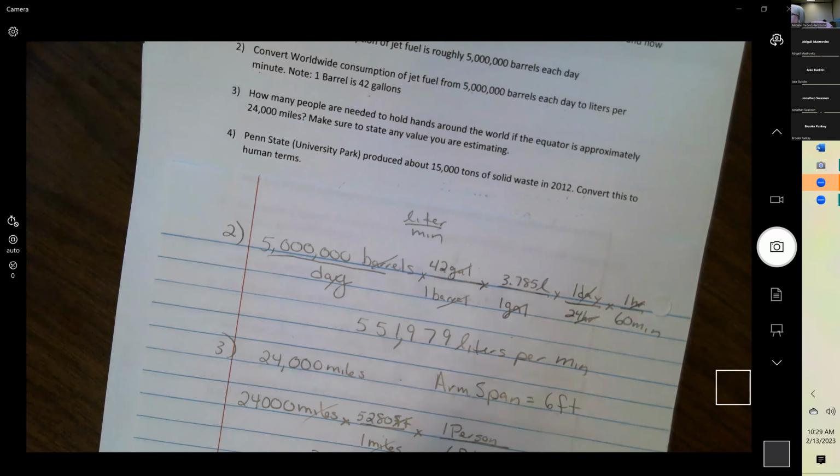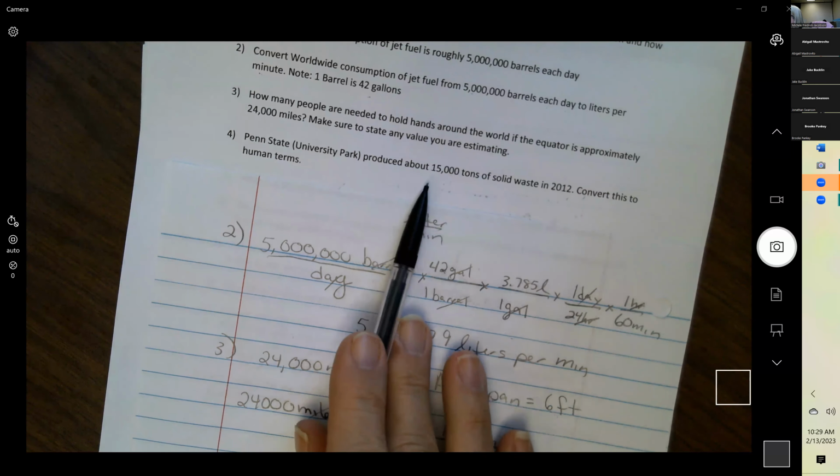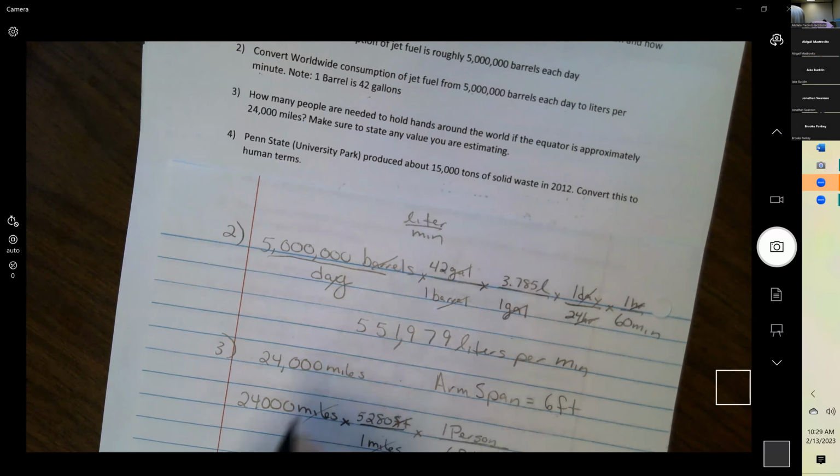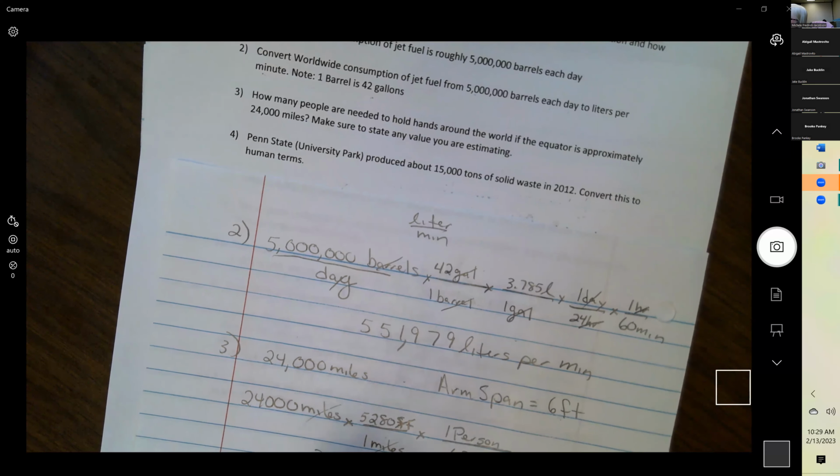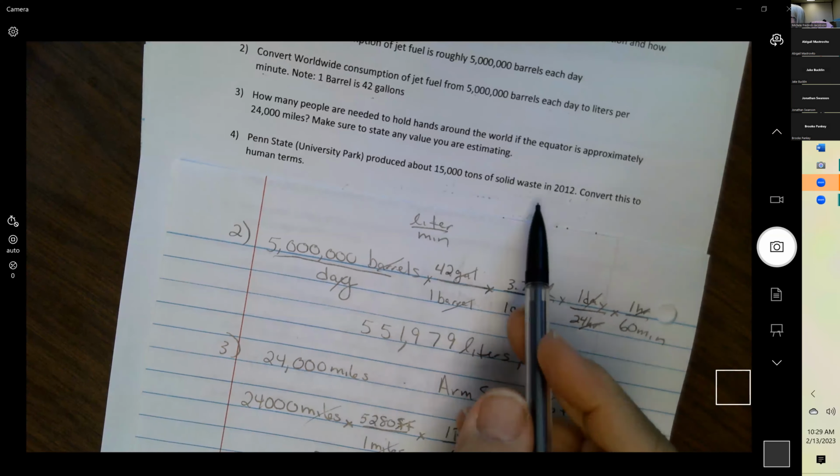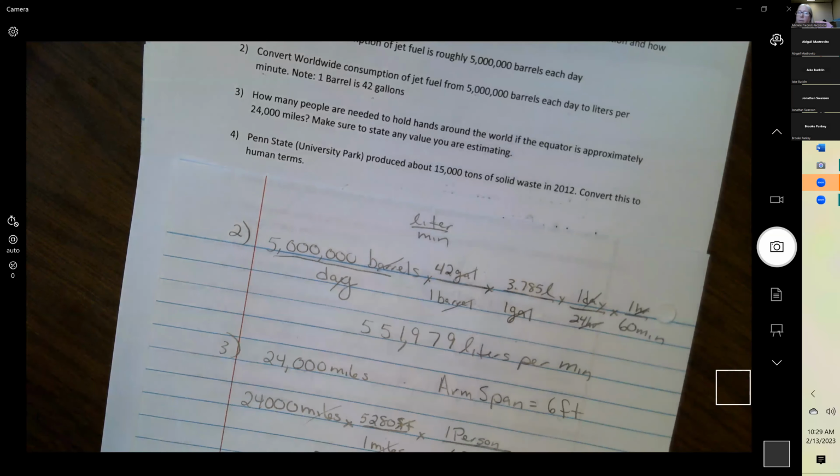Okay, so Penn State University Park produced about 15,000 tons of solid waste in 2012. Convert this to human terms. So if you're converting to human terms, you want to use these.